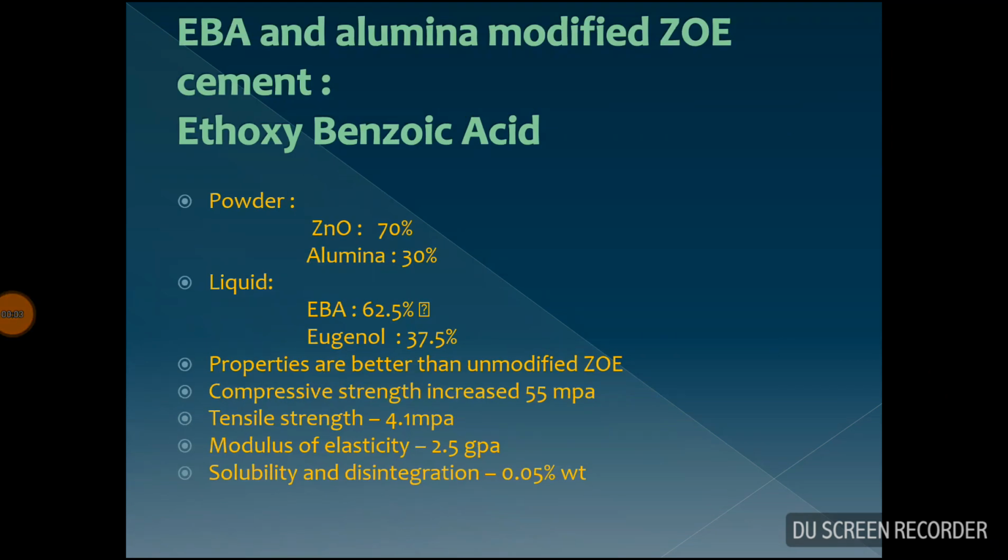Ethoxybenzoic acid and alumina modified zinc oxide eugenol cement. Composition: the powder consists of zinc oxide, which accounts for 70%, and alumina, which accounts for 30%. The liquid contains ethoxybenzoic acid, which is 62.5%, and eugenol, which is 37.5%. The properties of ethoxybenzoic acid and alumina modified zinc oxide cement are better than unmodified zinc oxide eugenol cement.